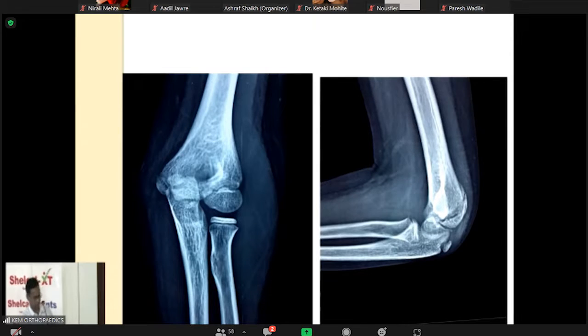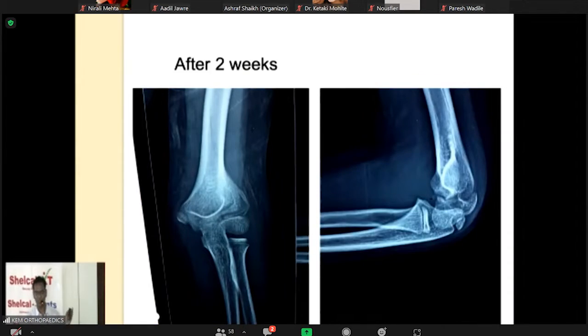Okay. Yeah, what is this? No one that I have to point out. Normal X-ray. Okay, so there's an undisplaced lateral condyle fracture over here in a child. That's how you appreciate it.